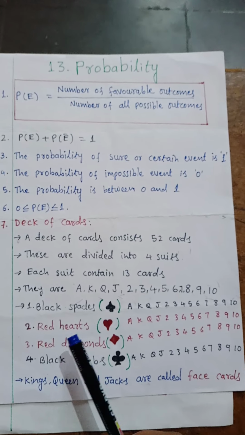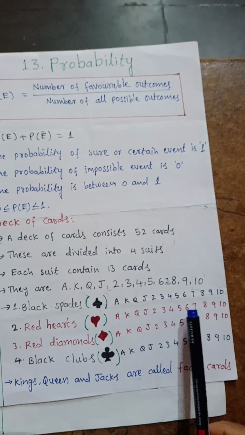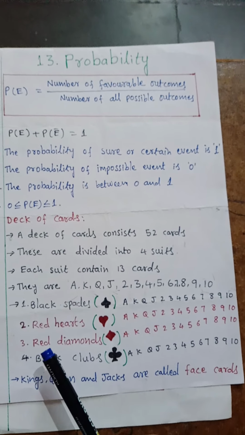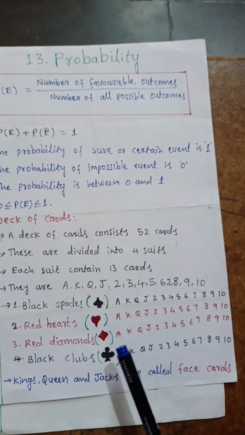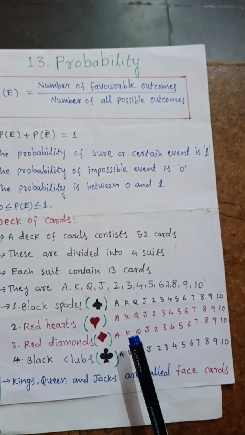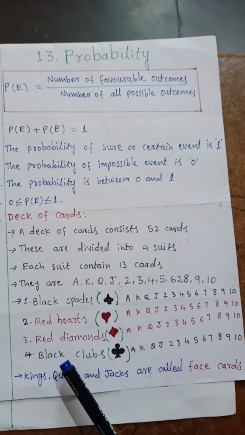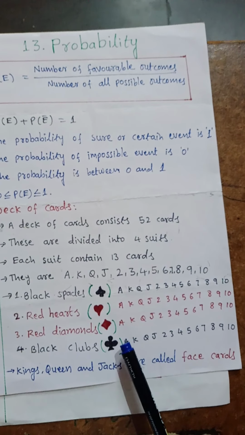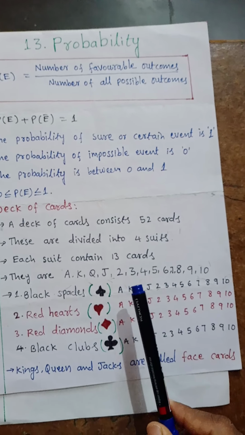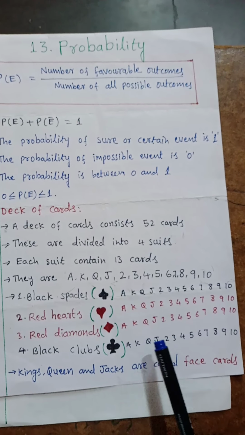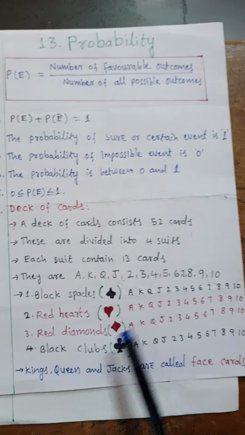Second one, red heart symbol cards. Here also 13 cards. Next, red diamonds, also same: A, K, Q, J, and numbers 2 to 10. Next, black clubs, this one also same, all will be there. So black cards, 26 are there, and red cards also 26 are there.